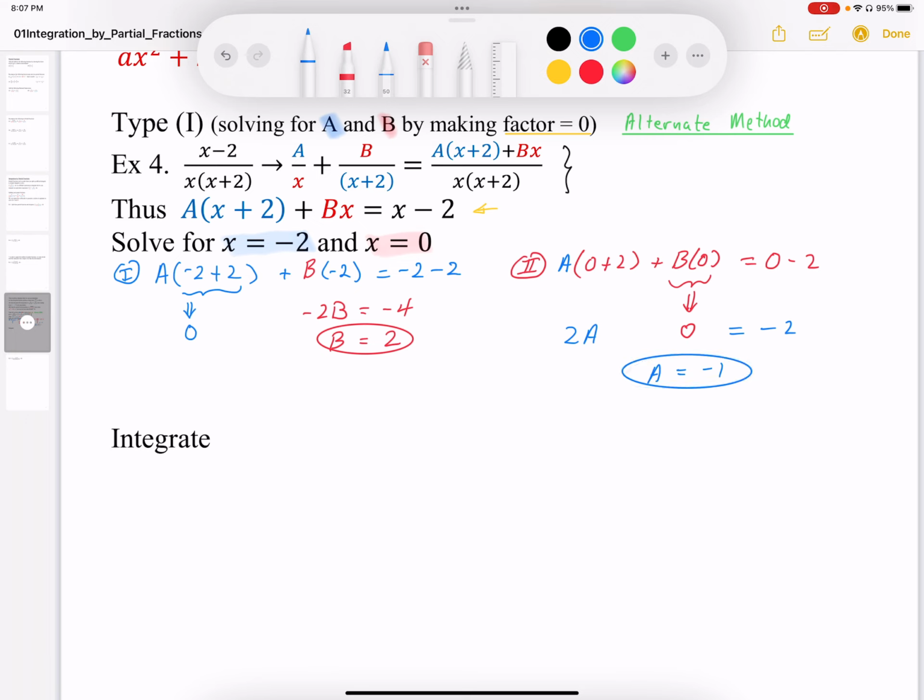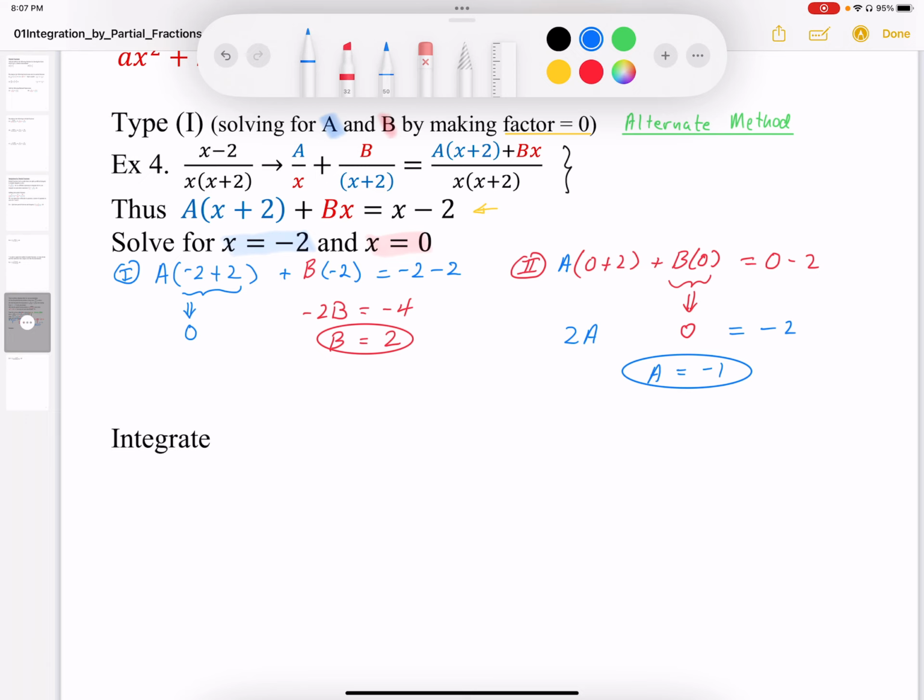So this is an alternative to setting up a system of equations and solving for a and b by equating coefficients. We are substituting for x to make the factor 0 to get a 0 multiplier, and that allows me to get rid of the a value for one equation and the b value for the other equation. And then it lets me solve for a and b this way. So this is an alternate method. It's really important that you get one strategy down. The system of equations tends to be a little bit more flexible, but this one, specifically for these type 1s, is a real quick, easy way to solve for a and b.